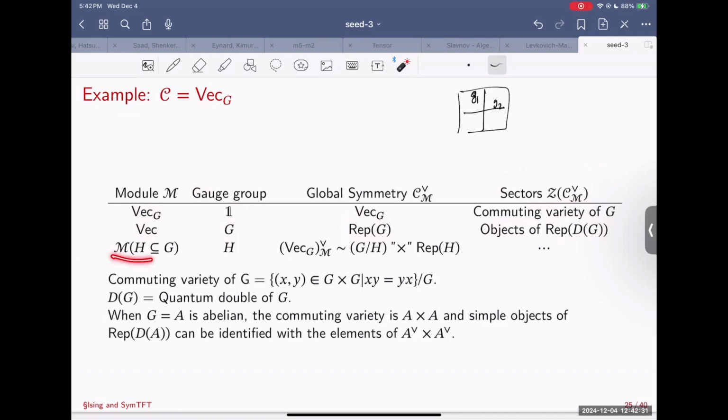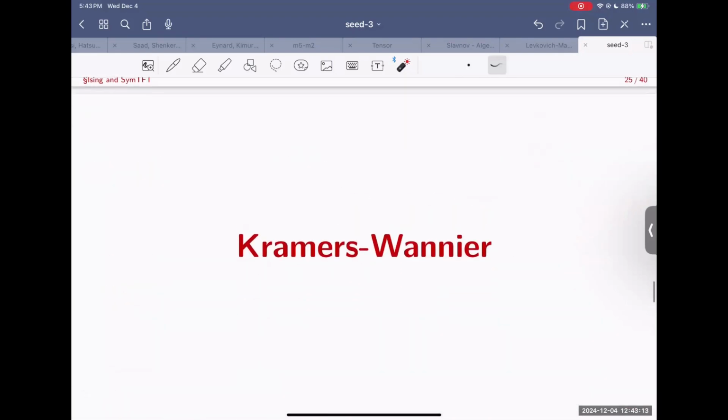We can also choose some module categories corresponding to subgroups of G, which amounts to gauging subgroups of G. And then the global symmetry is something like the quotient of G by whatever we have gauged and representations of whatever we have gauged. I mean, this is very schematic. Literally taken, it doesn't mean anything, but I'm just pointing out that the global symmetry is the quotient and new representations of whatever we have gauged. And if we again go back to the abelian case, then the Drinfeld center is just A times A-check, as we have seen previously. Okay. Any questions so far?